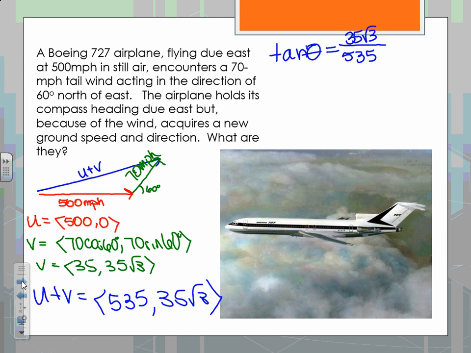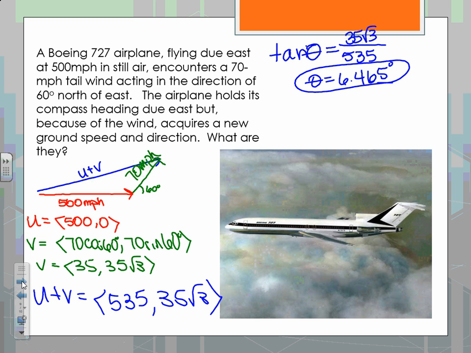What do you get? 6.465. So that is the direction that the plane is going. 6.465 degrees north of east. There's no way that's radians, is it? That's degrees. That's why I put the degree symbol, because I don't know how to select that. I'm so sorry. Well, it would help if you used a real calculator.